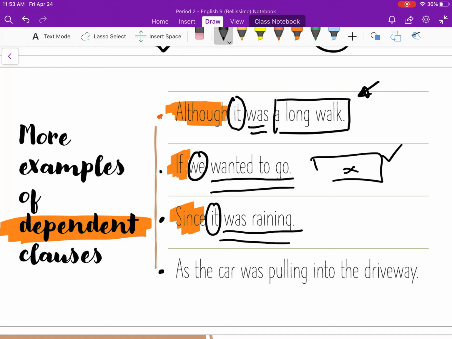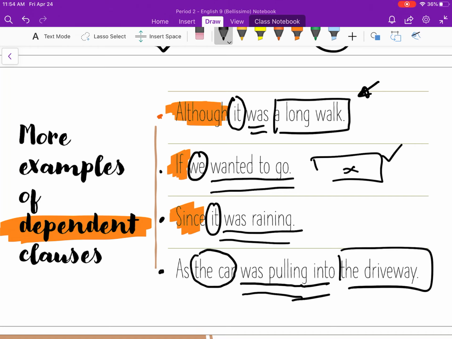As the car was pulling into the driveway. So a bit of a longer one here, but same idea. So we have the car. What was the car doing? Was pulling. Right? Or pulling into. It's a phrasal verb. It's a bit strange. Don't worry too much about this right now. And then where was it pulling into? It was pulling into the driveway. And what's our eyesore? "As."